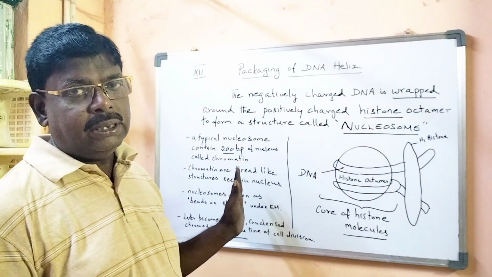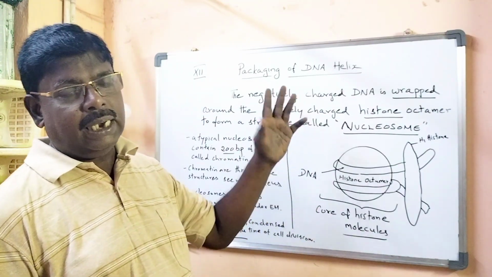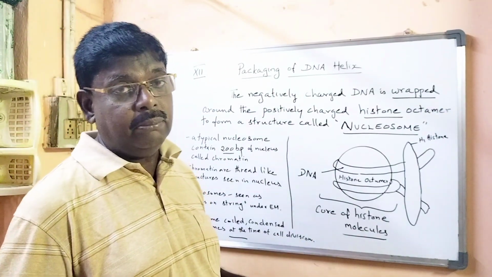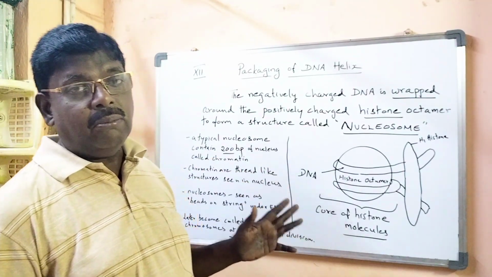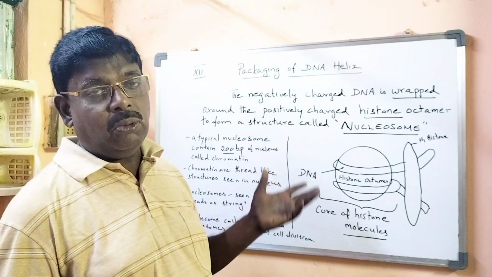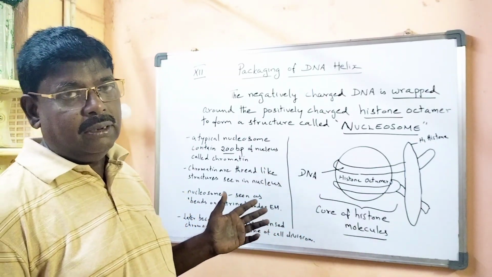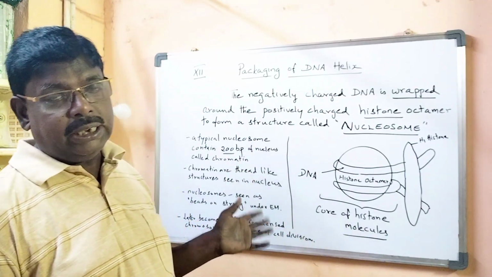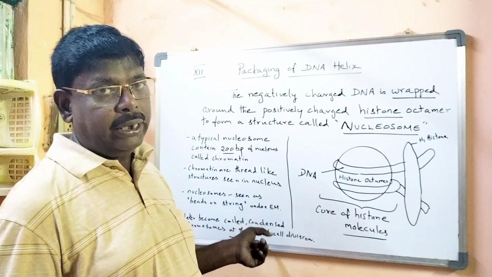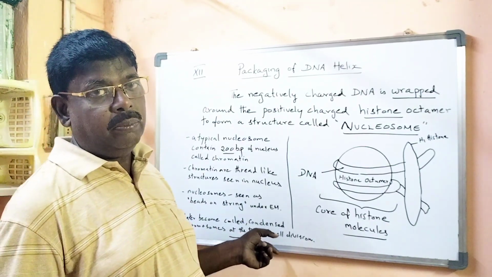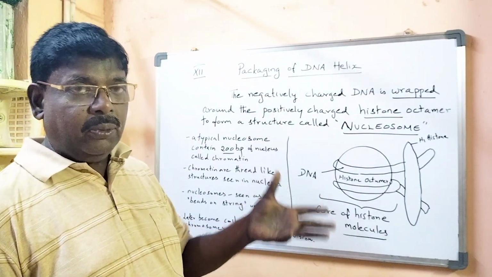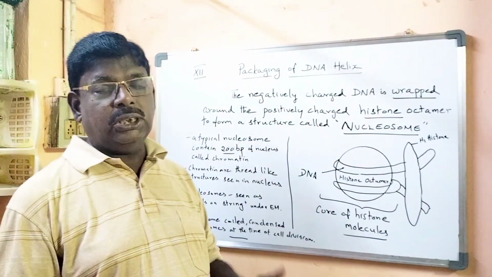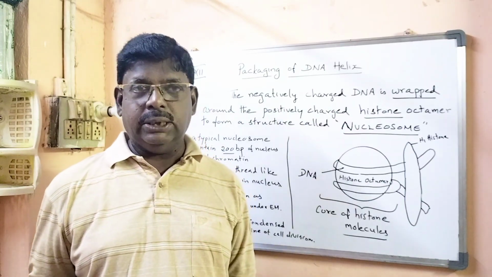For the chromatin picture, see the nucleus diagram. The thread-like structure in the nucleoplasm is called chromatin. We call it chromatin reticulum, because it is a network of thread-like structures. They appear as beads on a string when observed under the electron microscope. EM means electron microscope. At the time of cell division, they become coiled, condensed, short, and form chromosomes.